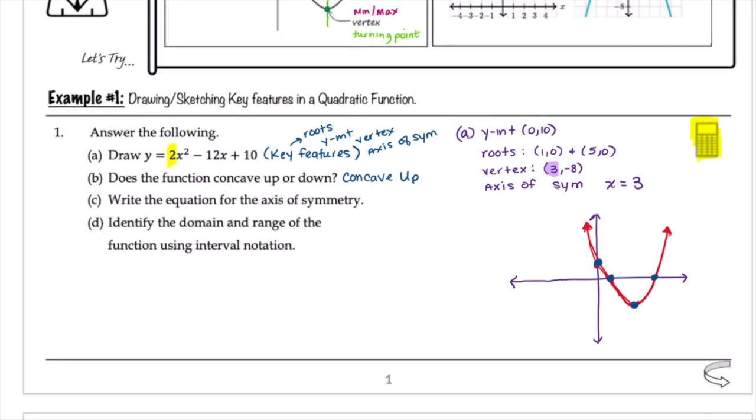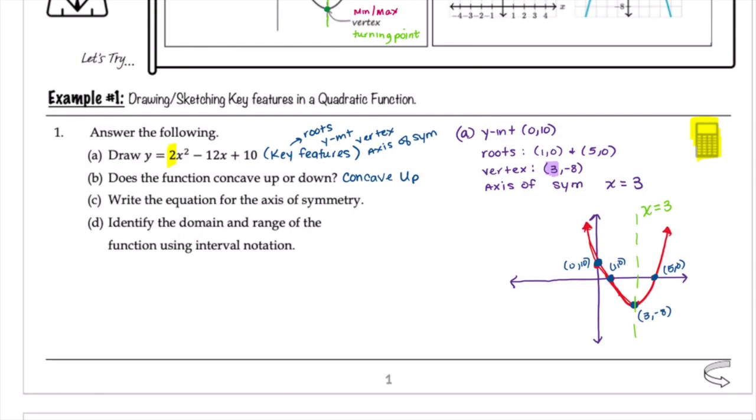So here I have the point, my y-intercept is (0, 10). I have my x-intercepts at (1, 0) and (5, 0). And I have the vertex at (3, -8). I am going to draw in my axis of symmetry, and that is the equation x = 3. And I am done with my drawing piece.